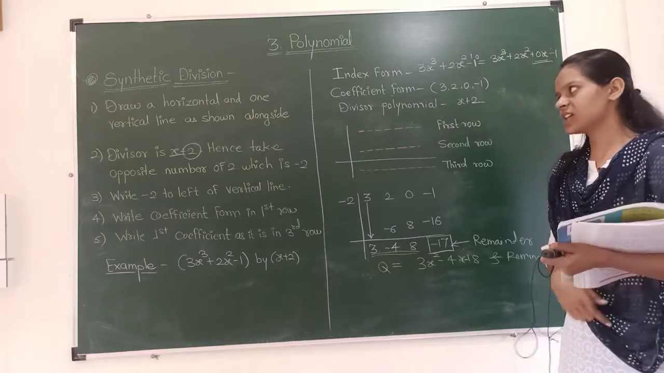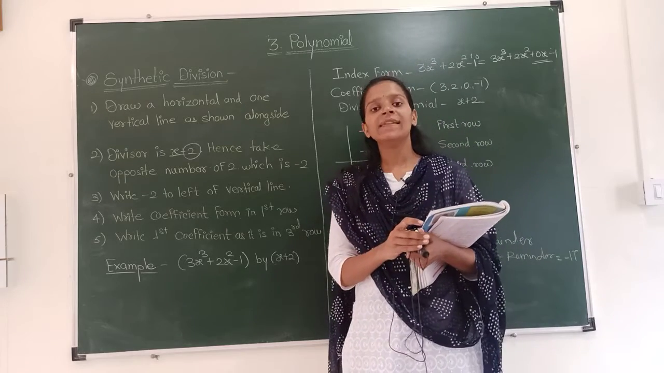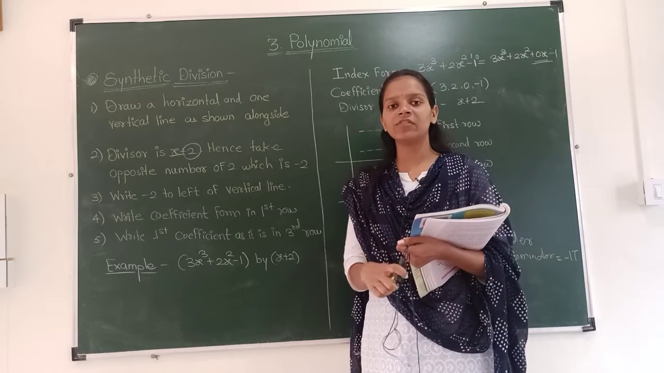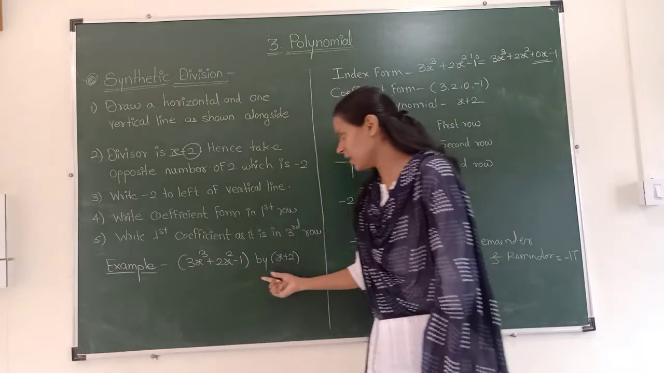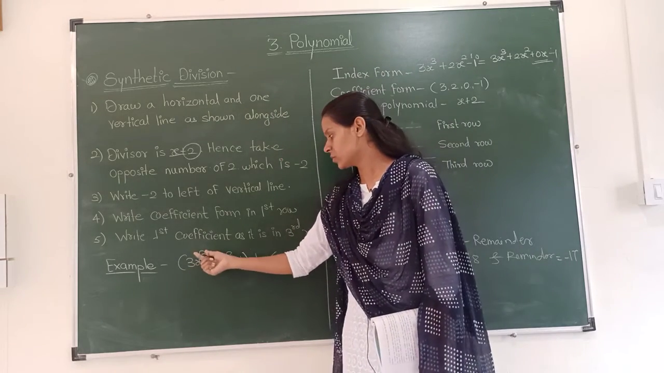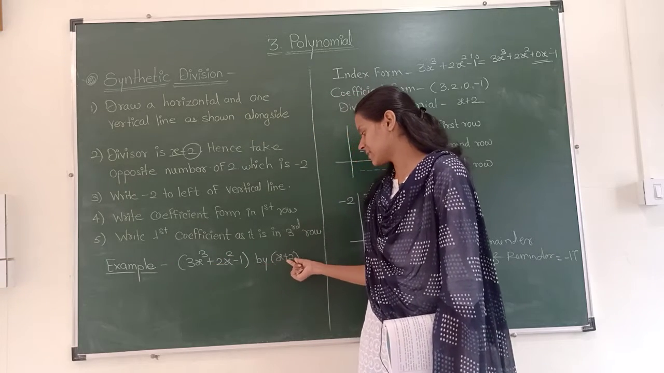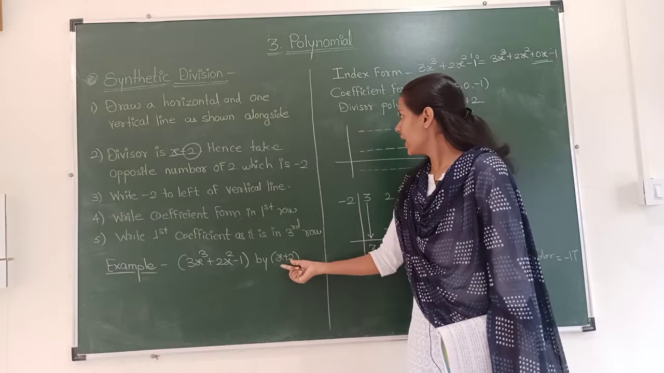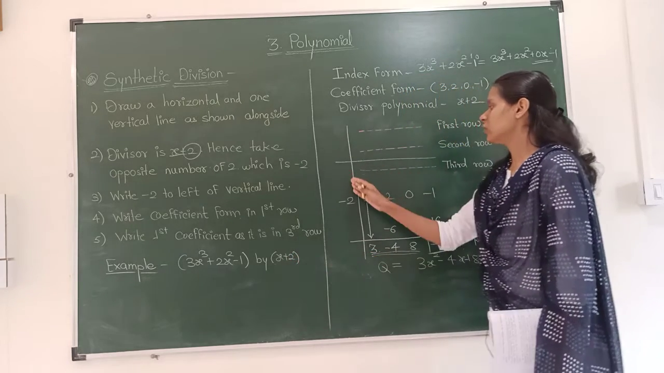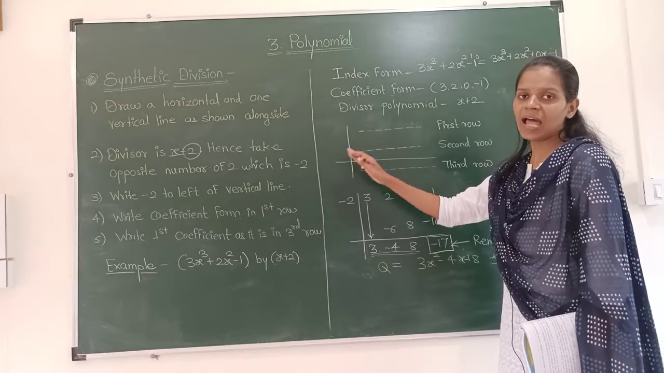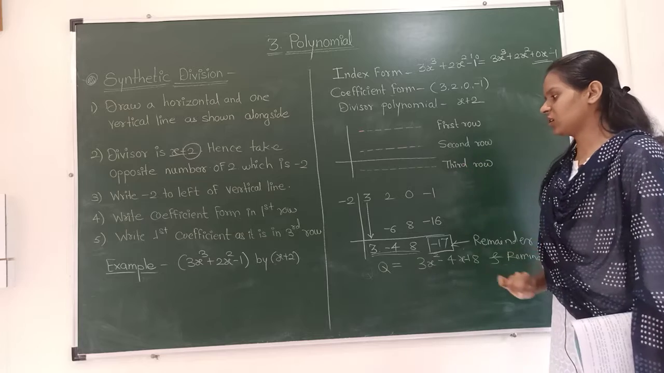I will explain once again. We are going to see the synthetic division method. This is a very simple method for the division of polynomials. Firstly we will see the example. The example is 3x raised to 3 plus 2x raised to 2 minus 1 and we have to divide it by x plus 2. Now x plus 2 is the divisor polynomial. What we have to do? We have to draw one horizontal and one vertical line. Here is the first row, second row and third row.